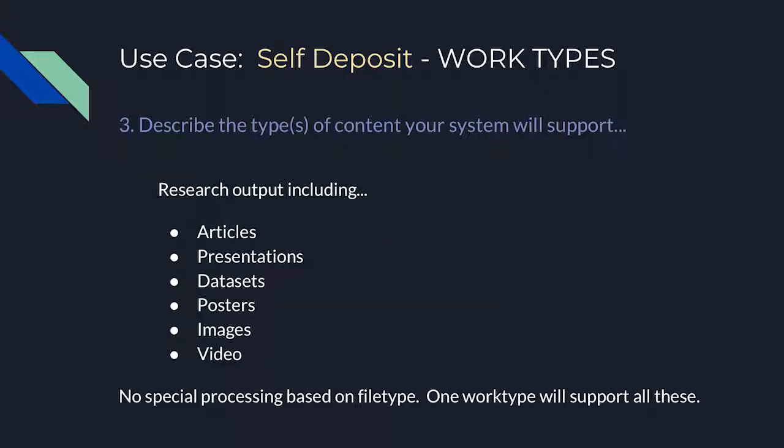What kind of data is going in? I've got articles, presentations, data sets, posters, images, video. But because this is a self-deposit system, I have decided not to do a whole bunch of work types. I'm just going to let it be one work type with a bunch of metadata, standard set, and they're going to put it in there. You might want to choose to do that differently.